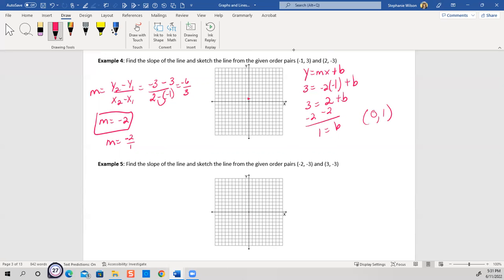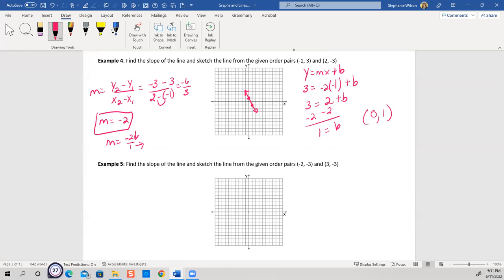Let's plot that. Now my slope is negative, so I'm going to apply the negative sign to the y value. I'm going to go down 2 and to the right 1. So we're going to go 1, 2, to the right 1, boom. And then we got our line.